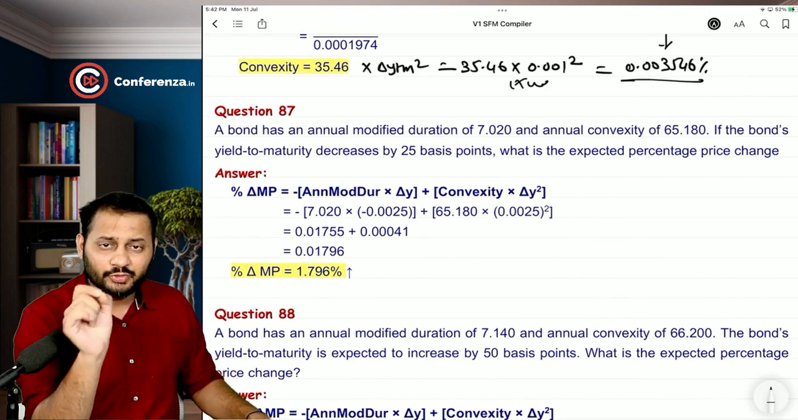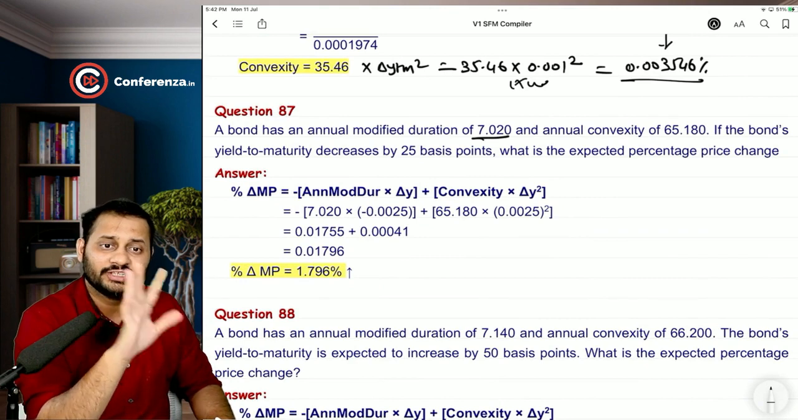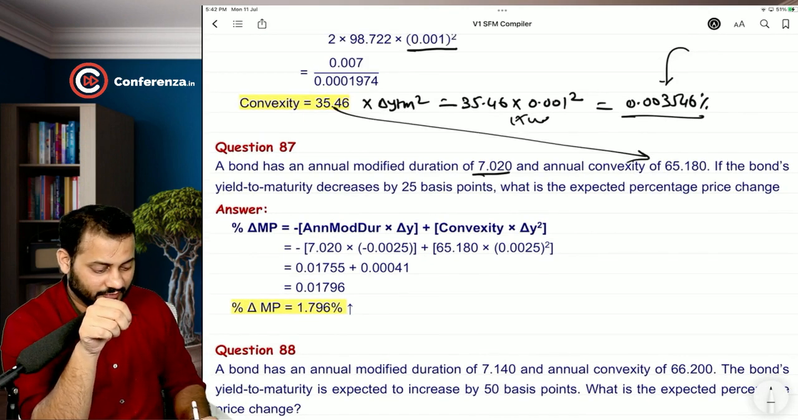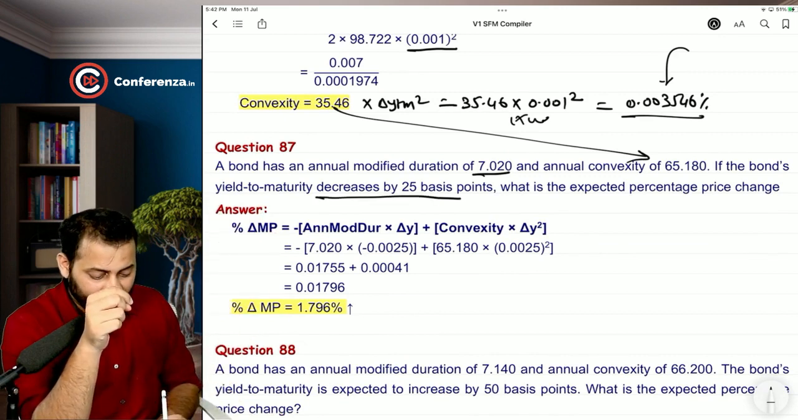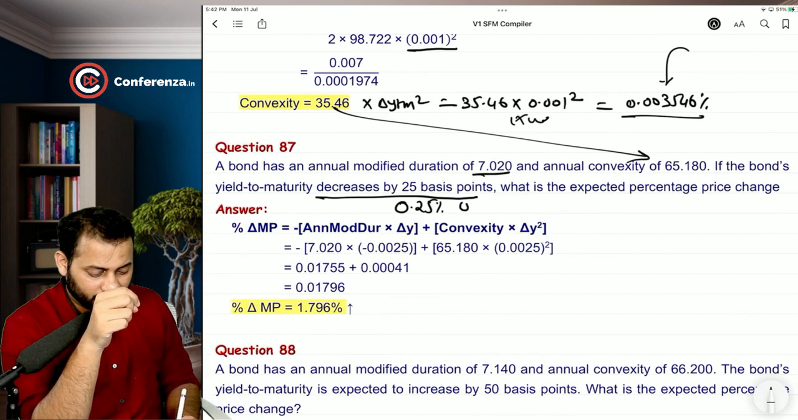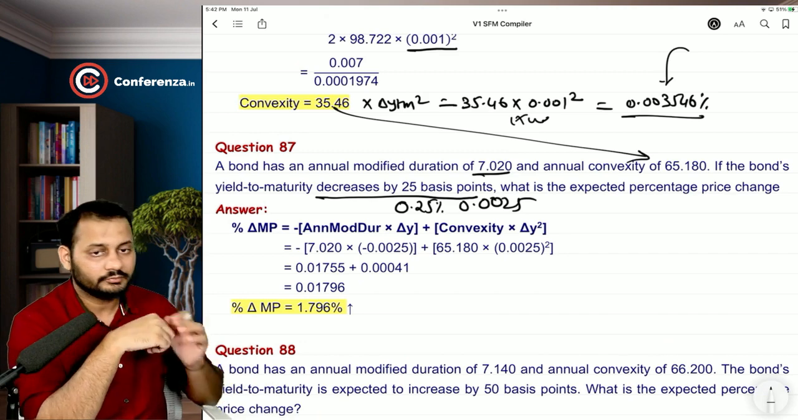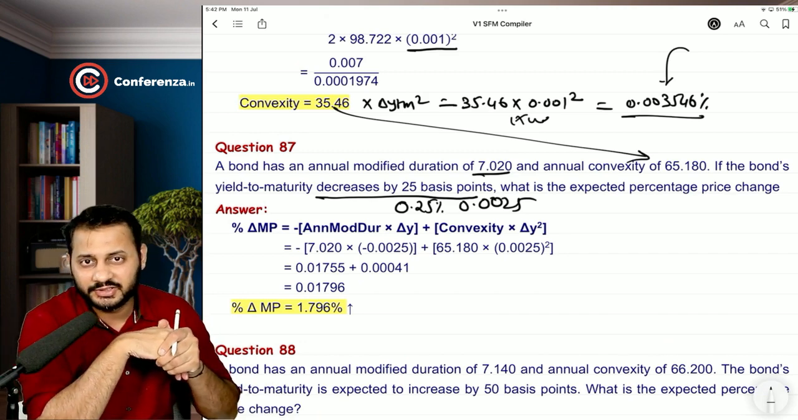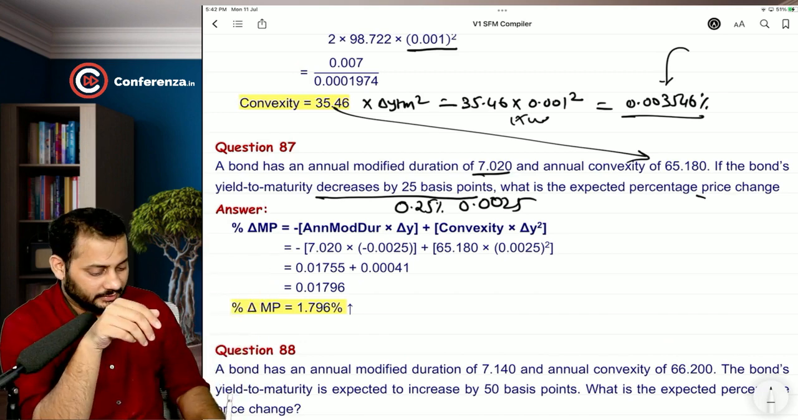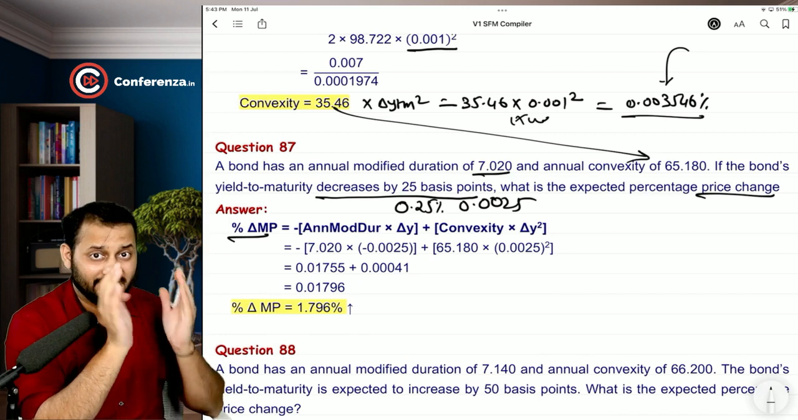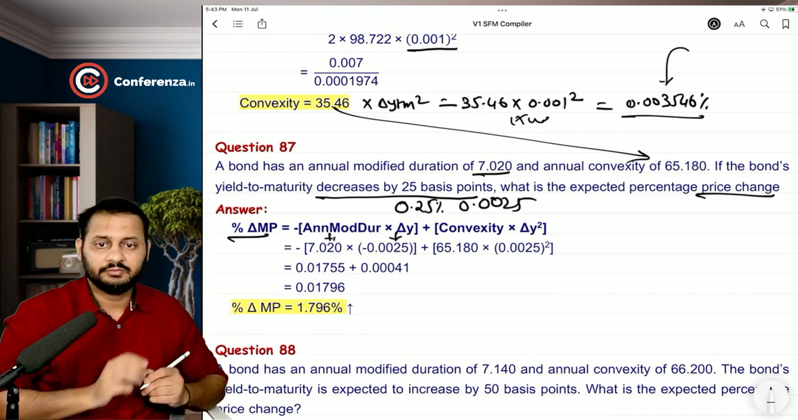A bond has an annual modified duration of 7.020 and an annual convexity of 65.180. This is the convexity. If the bond's YTM decreases by 25 basis point, that means 0.25%, or you can say 0.0025, what is the expected percentage price change? It's very simple. Again, the same formula. They are saying the price change. So this is going to be the price change, minus annual modified duration, change in YTM.